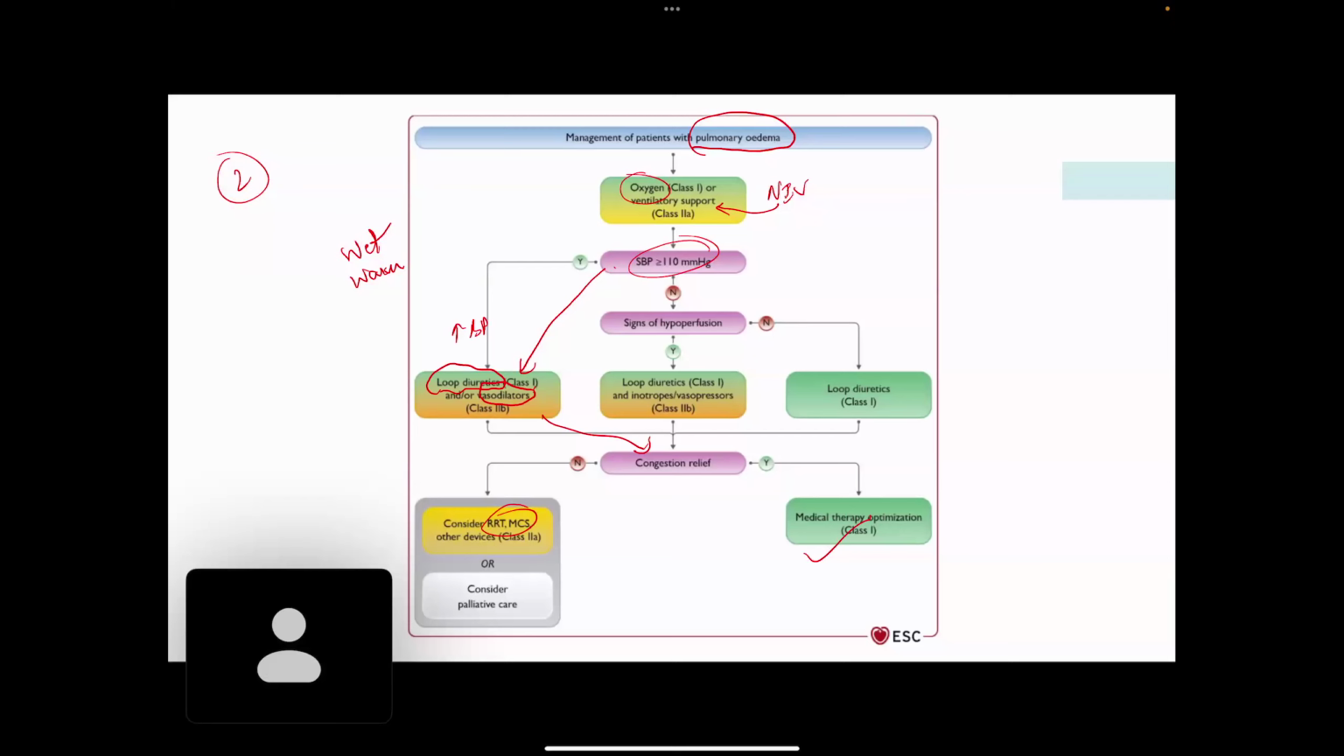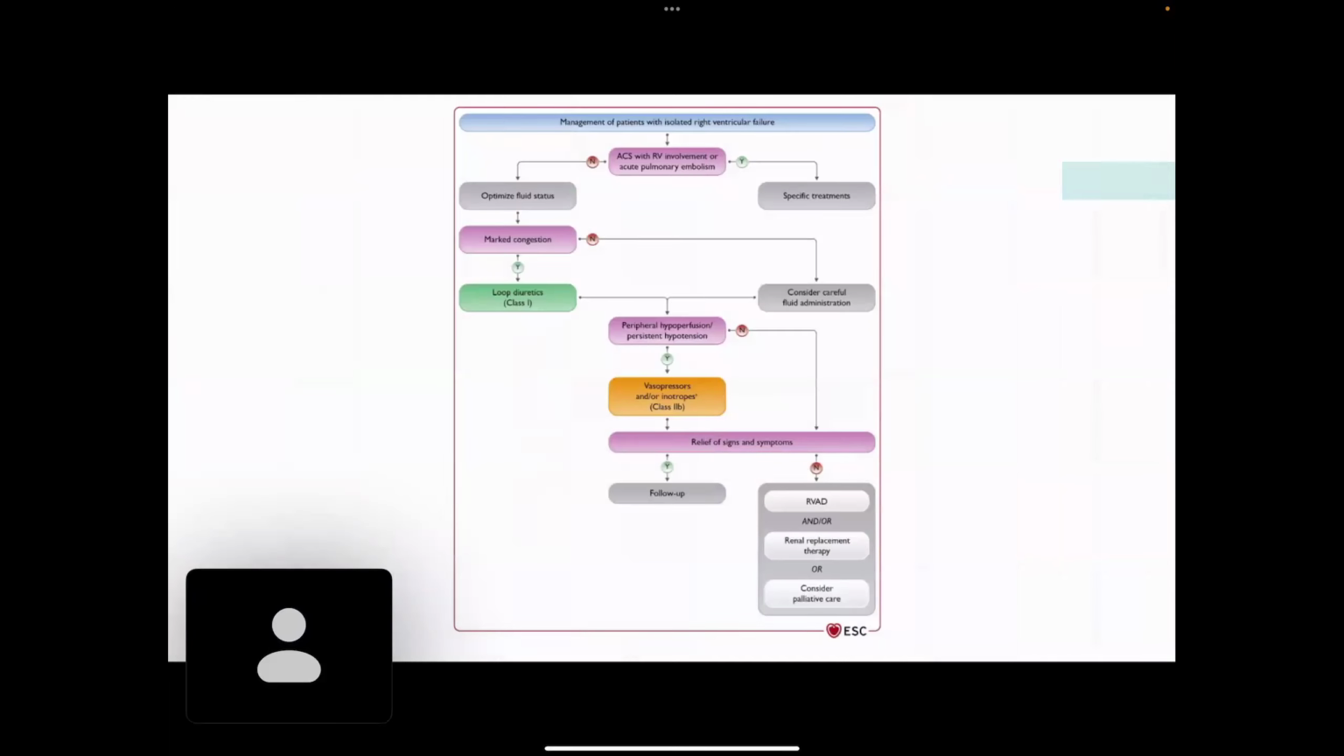Now, suppose the BP is low, the patient is having hypoperfusion. In such cases, you have to start this patient on loop diuretics plus inotropes to relieve the congestion, because the patient's BP is low. So here, the patient is wet plus he is cold because his BP is low. In simple words, when the patient is wet and warm, just diuretics is enough. If the patient is wet and cold, you have to give inotropic support plus diuretics.